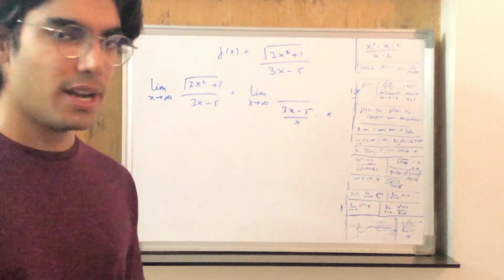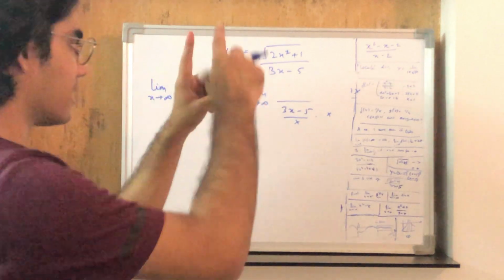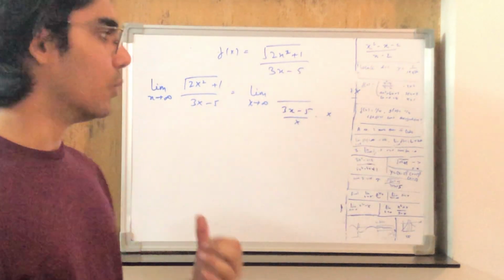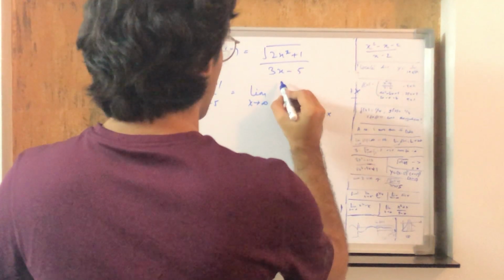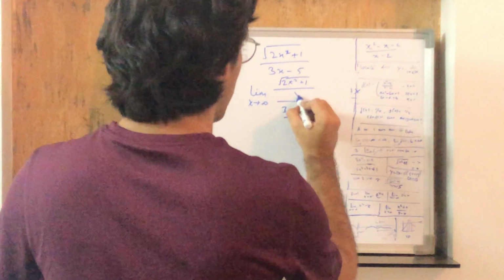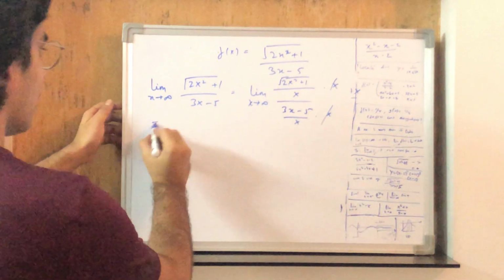But the numerator, the highest power, it's not x squared. There is a square root sign on top of that. So root of x squared is x, which means that you're going to divide by x. And let's see how that works out for us. So I have root 2x squared plus 1 divided by x times x. So these two get cancelled out. What am I left with?